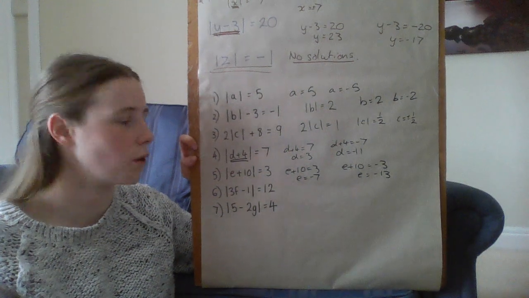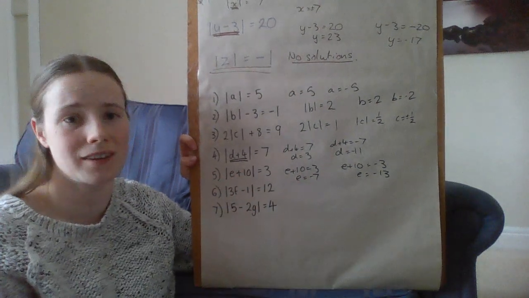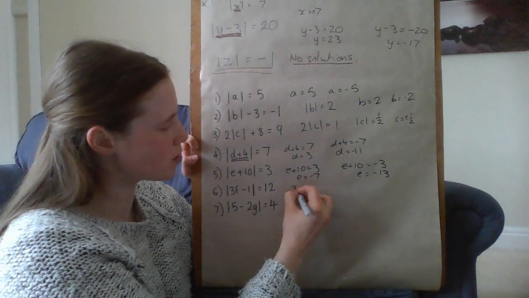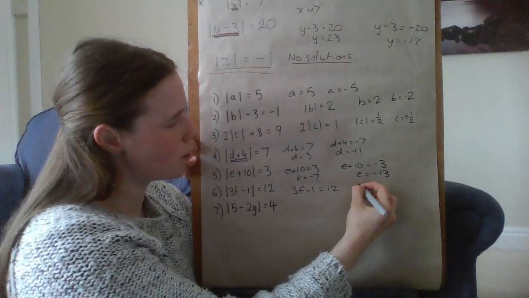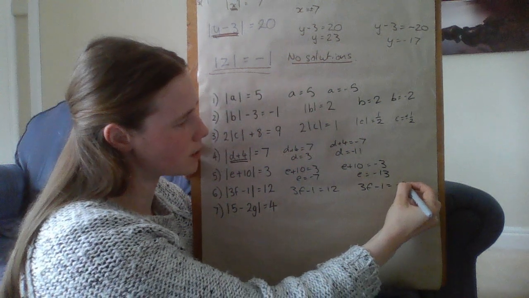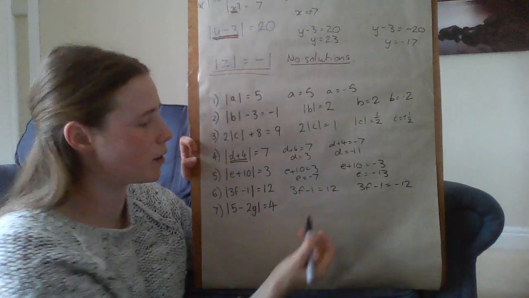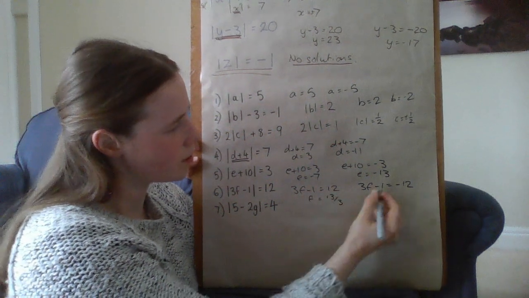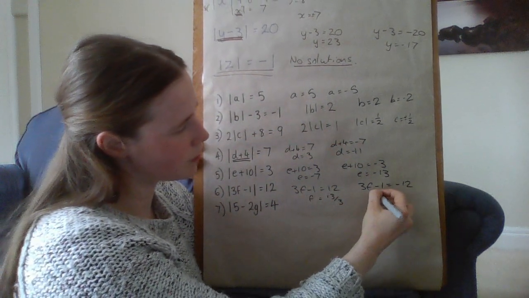Okay, if you're ever unsure, it's always worth just popping it back in and checking that it works. That's absolutely fine to do. Next one, 3f minus 1 could be 12, or 3f minus 1 could be -12. And then again, solving linear equations, then add the 1 to get 13 divided by 3. Add the 1 to get -11 divided by 3.